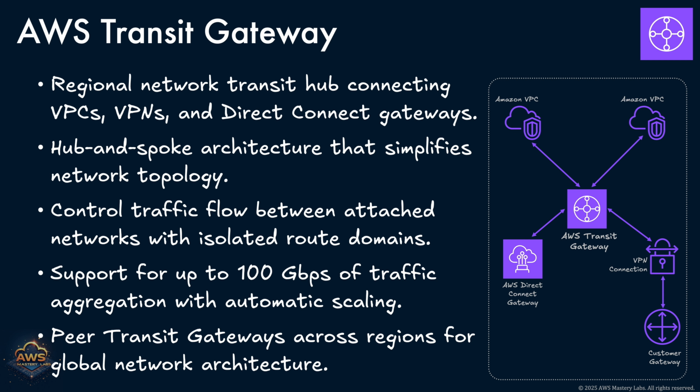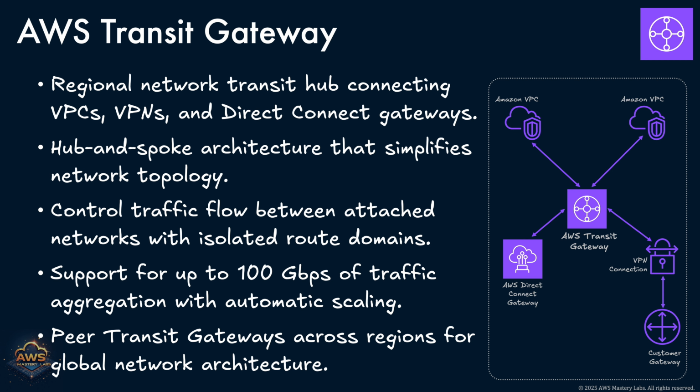For multi-account environments, Transit Gateway integrates with AWS Resource Access Manager, RAM, allowing you to share the gateway across accounts within your AWS organization. This supports centralized network governance while enabling distributed team autonomy. Transit Gateway introduces the concept of route tables and propagation to control how traffic flows between attached networks. Each attachment can use its own route domain, providing isolation and control over connectivity. You can choose whether a VPC sees traffic from another VPC or only from the on-premises environment.